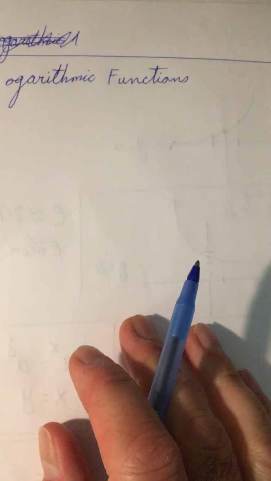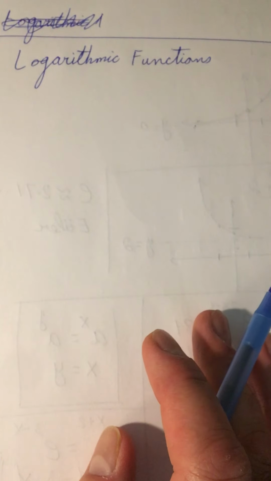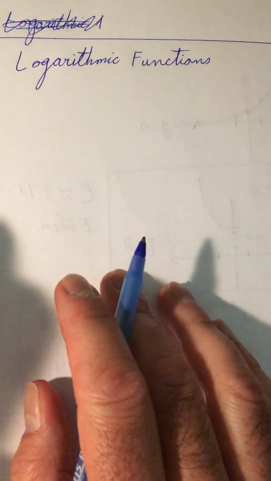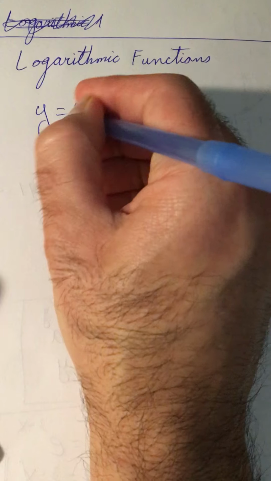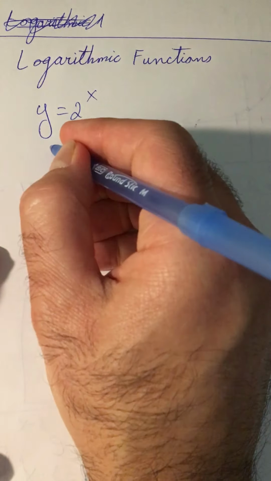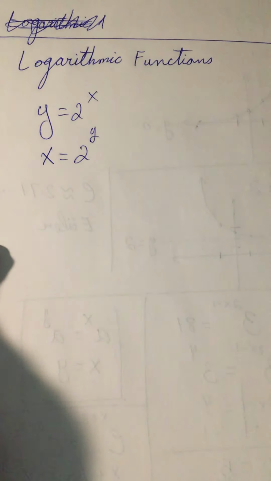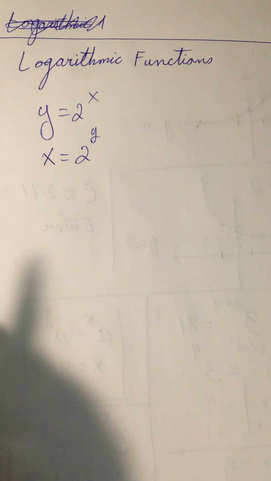All right, we're back. So let's talk about logarithmic functions. Let's say I give you this function, y equals 2 to the power of x, and I want to find its inverse. So what do I do? I switch x and y like we talked about in the last video, and I'm going to solve for y. How do I solve for y?